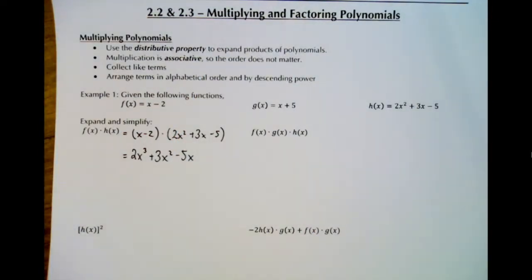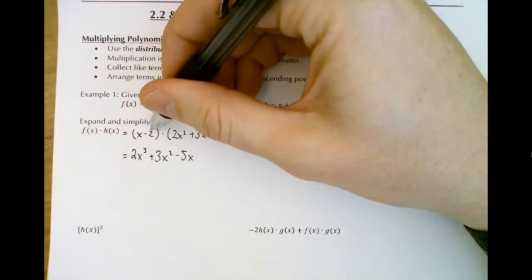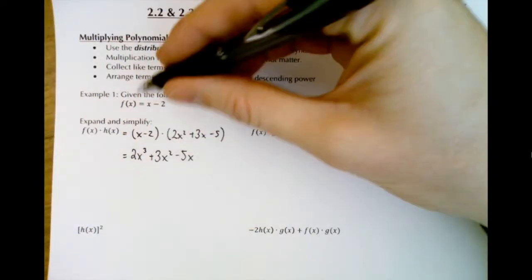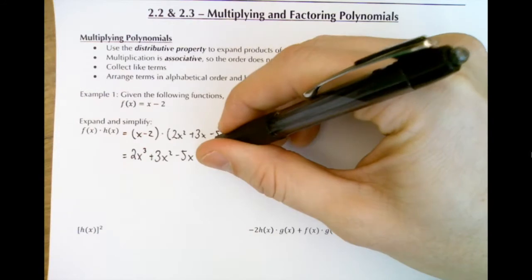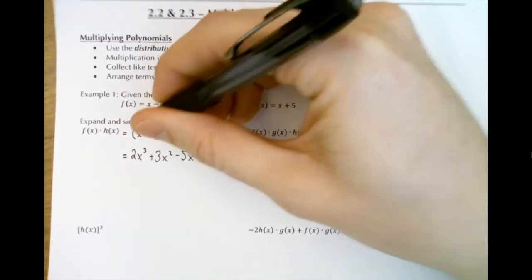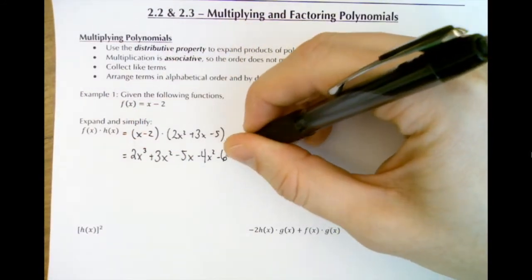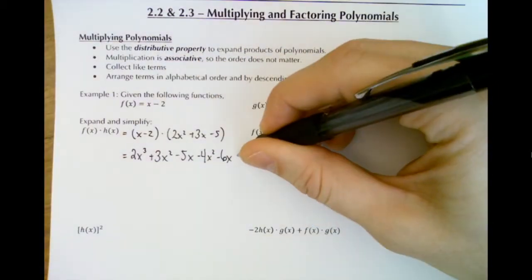That's the first part of our expanding. The second part is multiplying everything in the second bracket by negative 2. Negative 2 times 2x squared would be negative 4x squared. Negative 2 times 3x is negative 6x. Negative 2 times negative 5 is positive 10.